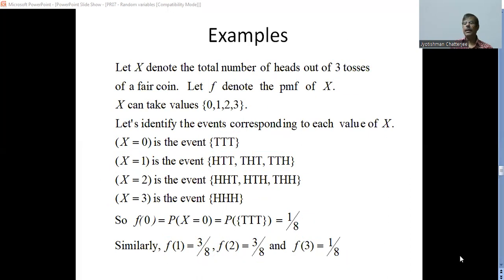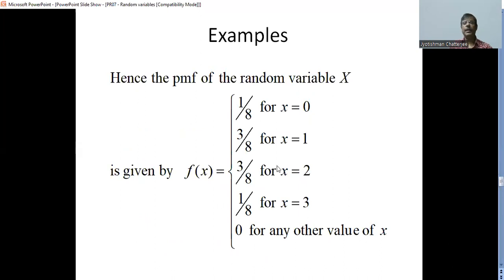Next, we will write small f in nice function form. We are writing all the calculations that we have done, capturing all these things compactly in the form of a function. f of x equal to 1 by 8 for x equal to 0. I'm just reading it out. For x equal to 1, it's 3 by 8. For x equal to 2, 3 by 8. For x equal to 3, 1 upon 8. And for any other value of x, it's 0.